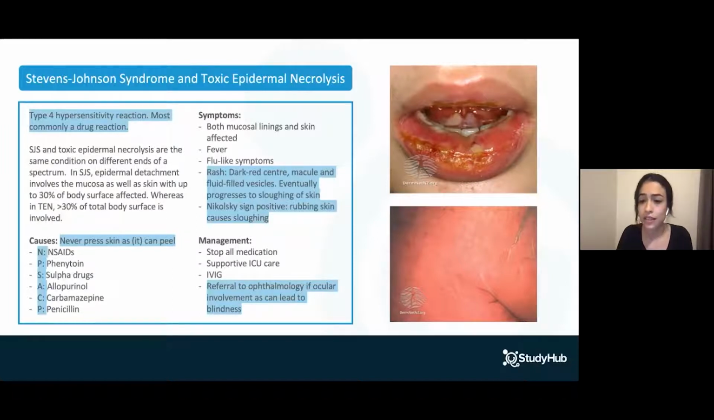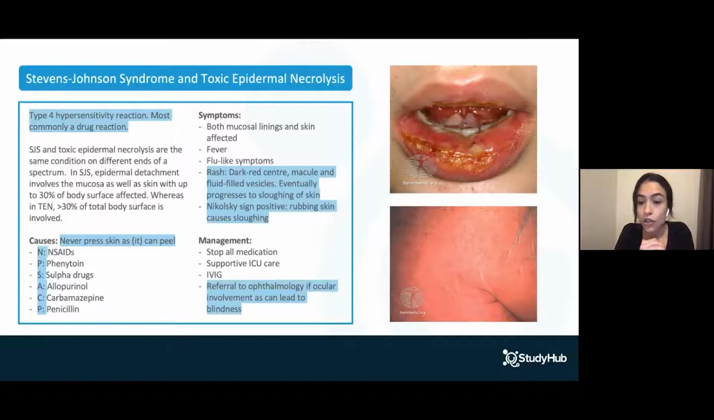In terms of how this presents, it's a very unwell patient with flu-like symptoms, a fever, and a rash that is widespread. And depending on how widespread, you'll be able to know which condition it is. It presents with vesicles, reddening of the skin, macules, and a positive Nikolsky sign. So all that means is on touching and rubbing the skin, even very lightly, the skin will shed off.